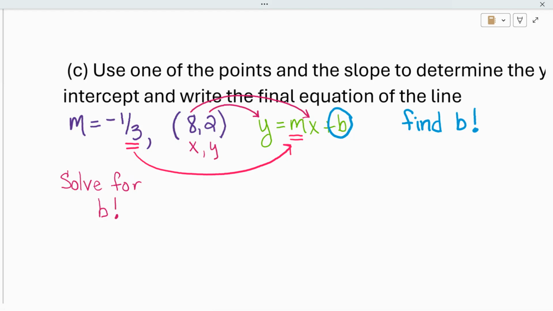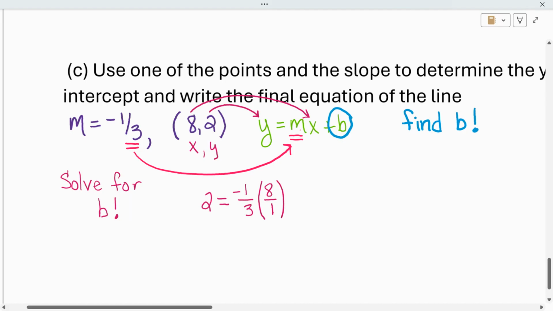So what value are we substituting in for y? 2. So 2 equals, what value are we substituting in for m? Yeah, negative 1/3, times x. What value are we substituting in for x? 8. And since it's a fraction that it's being multiplied by, I'm going to write that whole number 8 as a fraction, 8/1, plus b.